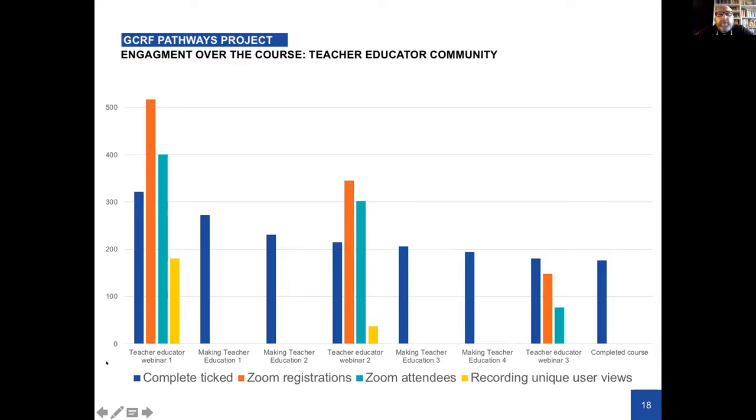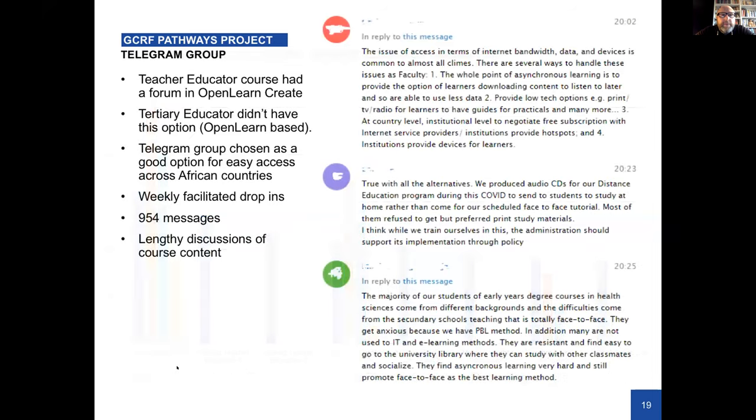This is the same graph for the other course, the teacher educator course, and a very similar pattern. You have the dark blue line showing people working through the course, a little bit of attrition as you'd expect, and then the Zoom presentations in orange and turquoise. So a pretty good pattern of engagement overall.